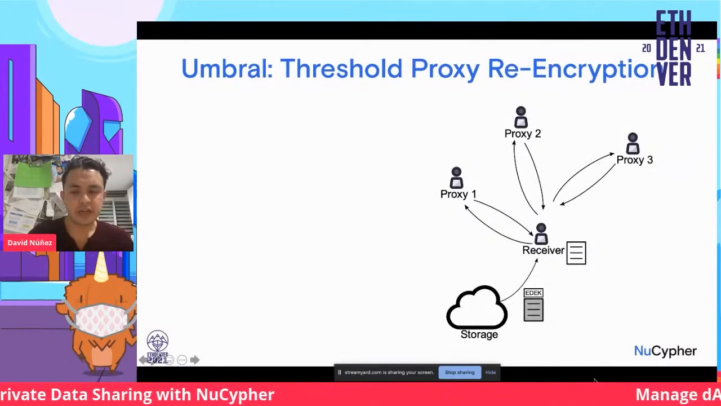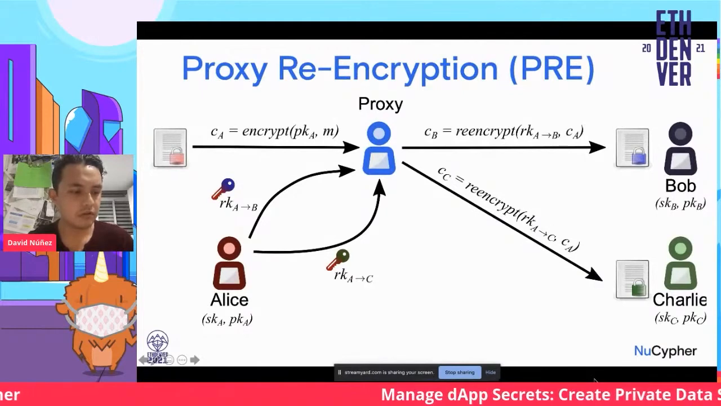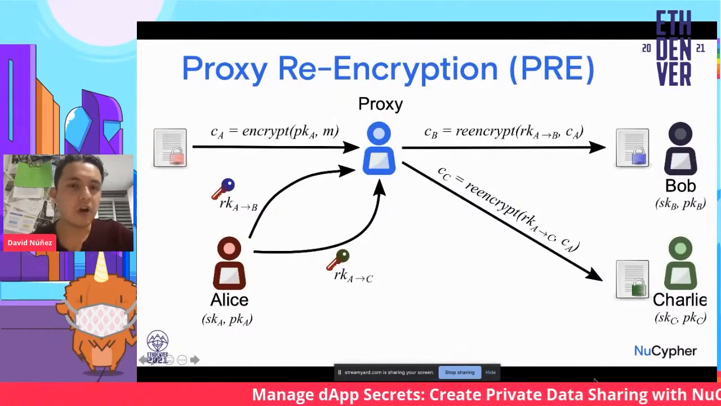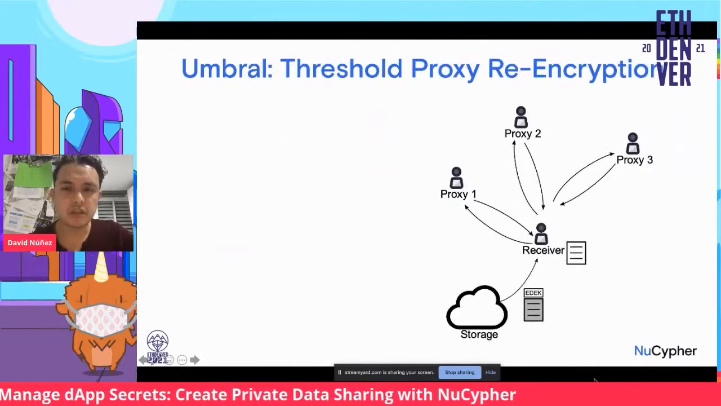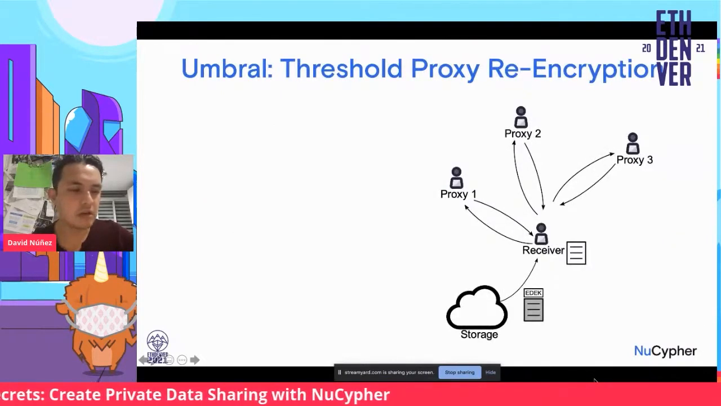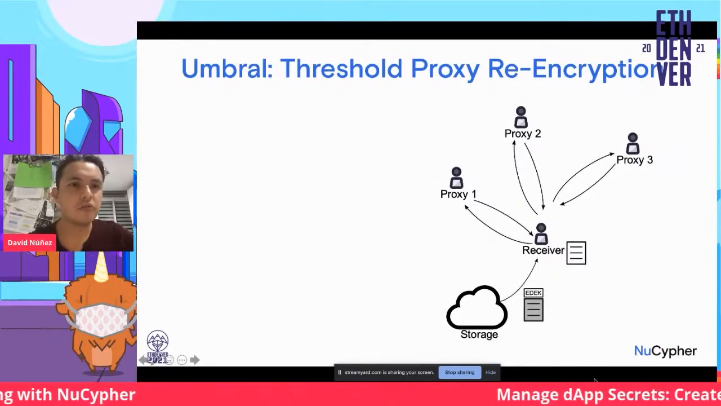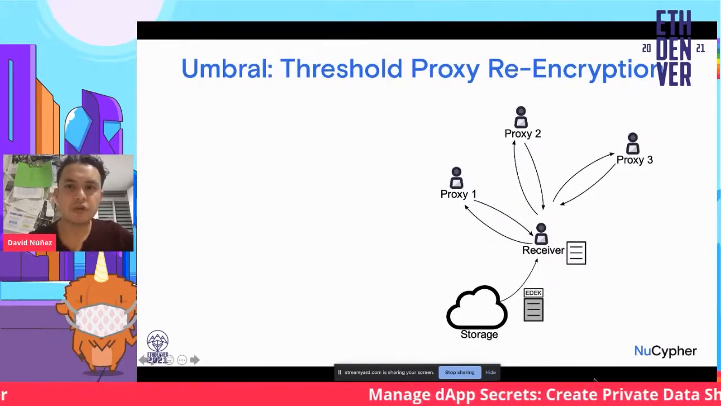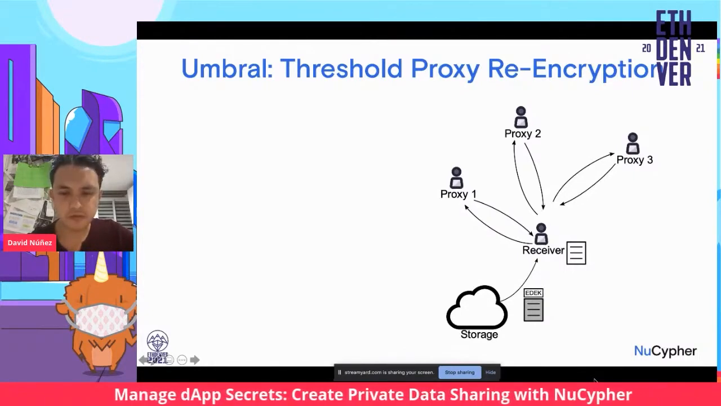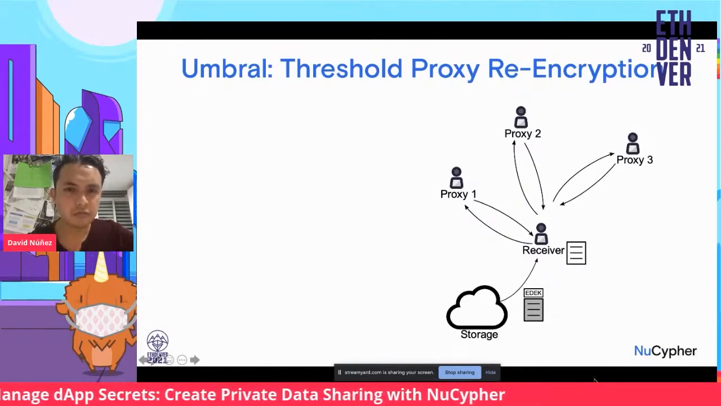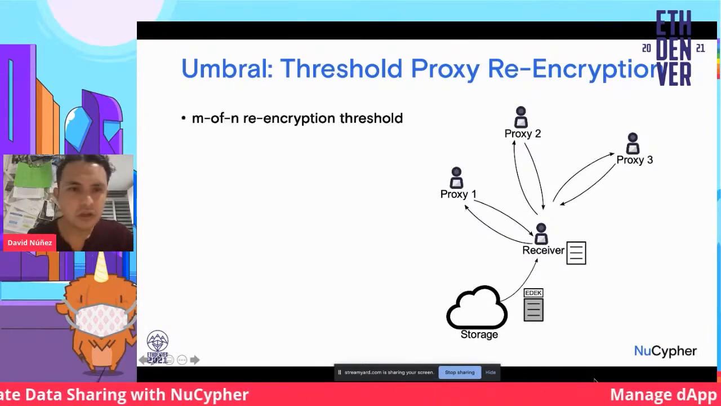Okay, so that was the overall explanation of how a generic proxy encryption scheme works. But in our setting, in the NuCypher network, we developed a crypto system called Umbral, which is a threshold proxy encryption scheme. The name Umbral comes from Spanish. Umbral means, you guessed it, threshold.